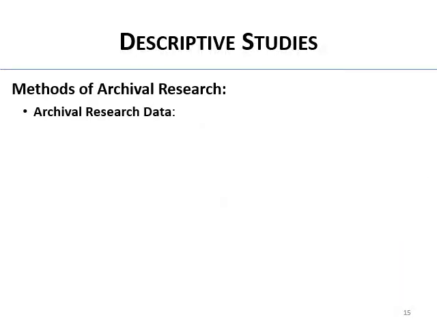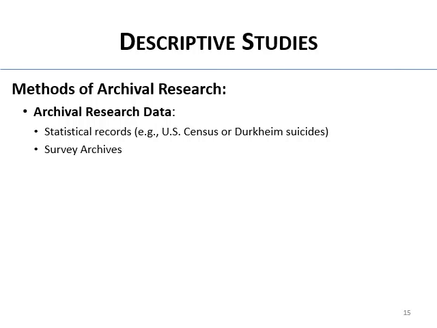So what are the methods? Well, you've got to find some data, and this can be anything from statistical records, like U.S. Census data, for example, the BRFSS survey of high schoolers, the famous study by Emile Durkheim of suicides in France. You can look at survey archives. Again, there are surveys that are done every year and have been done every year for 20, 30 years of the same group. So you can look at changes over time in groups, and that's like the BRFSS, which I can't remember what it stands for, Behavioral Research something survey.